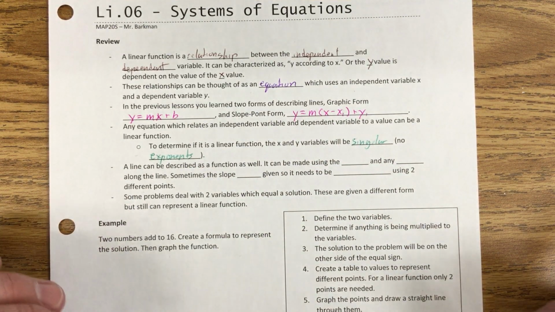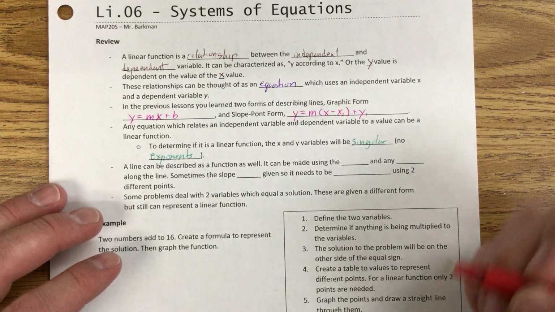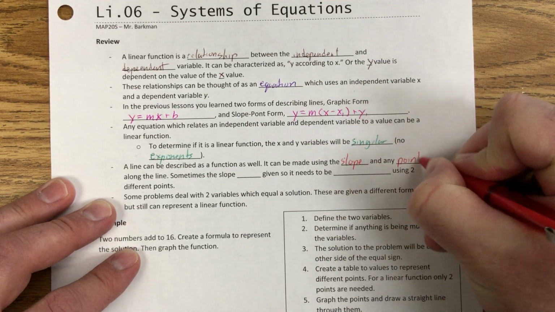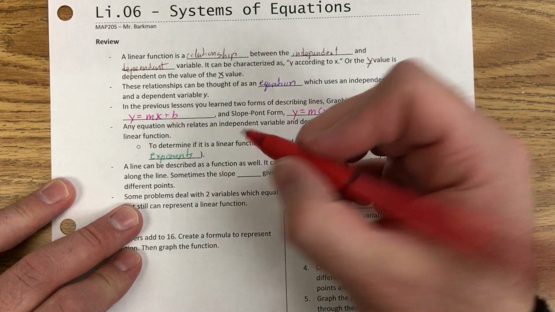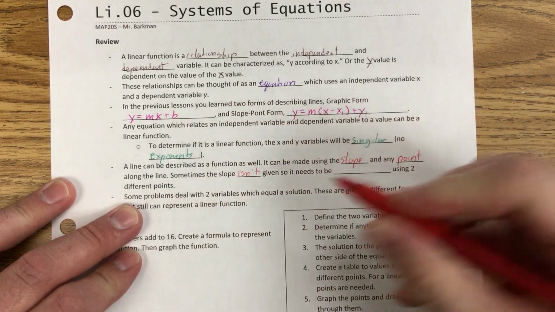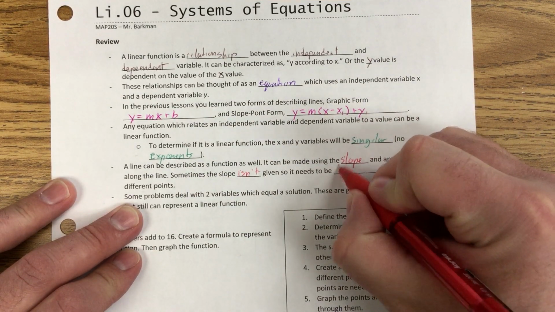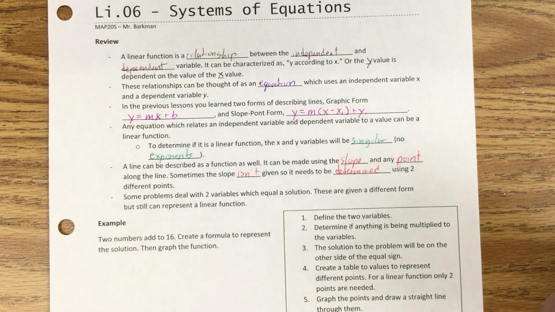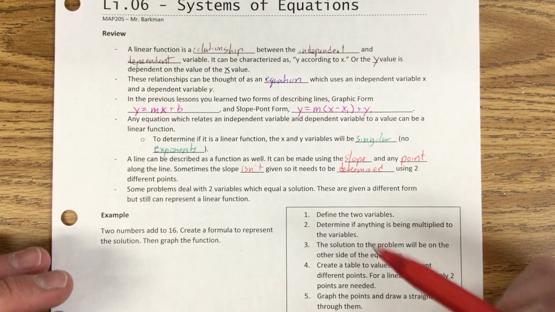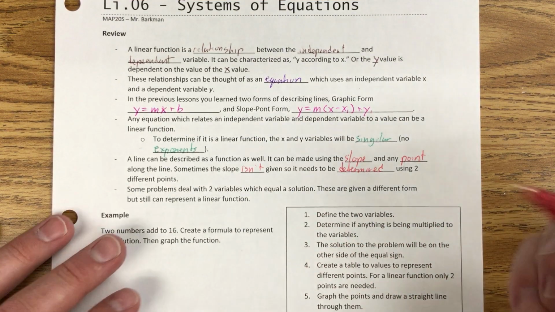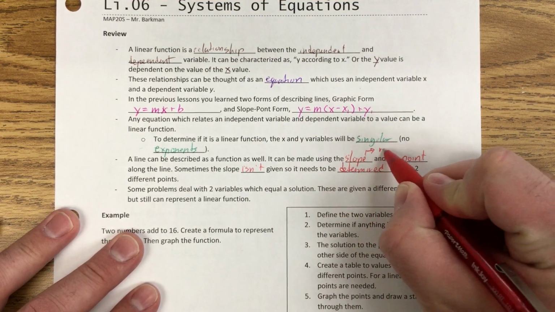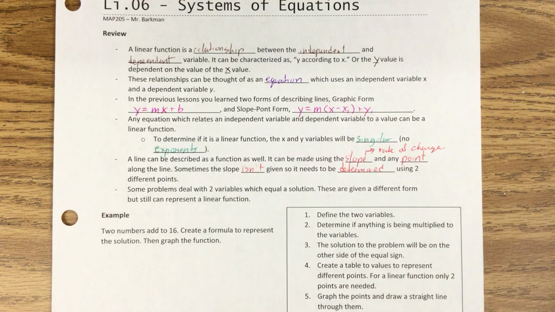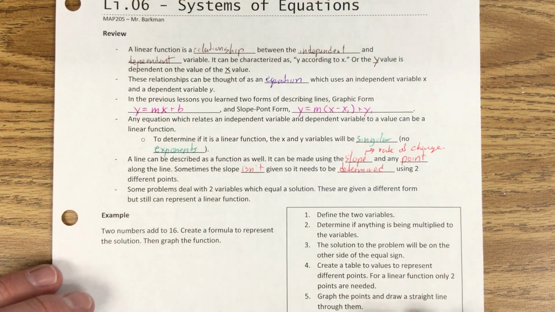Now, a line can be described as a function as well. It can be made using the slope and any point along the line. Sometimes the slope isn't given, so it needs to be determined using two different points. Other times it's given. Remember, the slope is also the rate of change. So if we're given a rate of change, or something that is affecting the way that things change, that's going to be our slope.